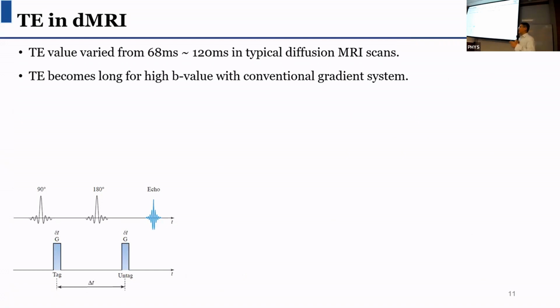Then our story comes back to the T2 value. As I showed here, if you have this 90 and 180 degree pulse, we will form an echo after another time tau. The echo time is determined by this duration, and you can see the diffusion gradient here.